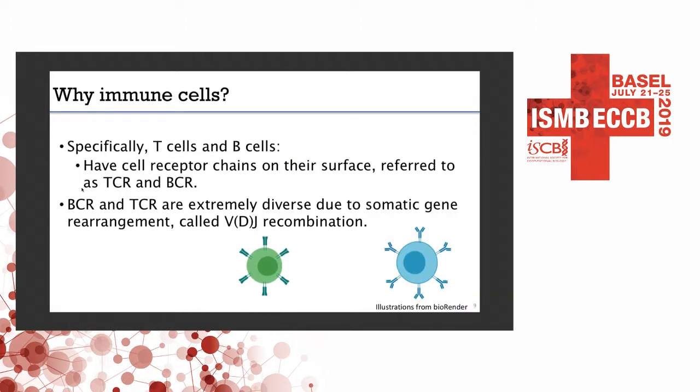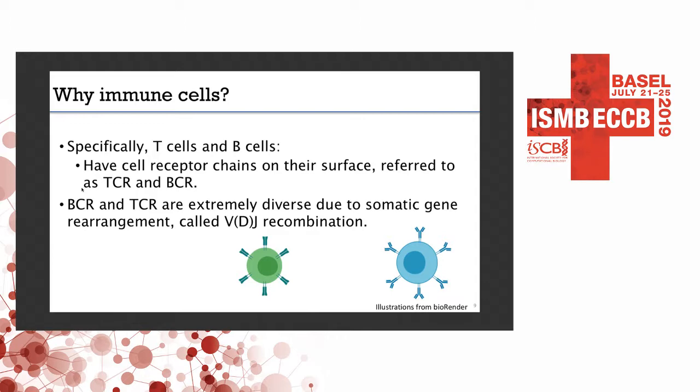Okay, so another reason immune cells are really interesting is that there are B cells and T cells, and those have what are called receptor chains on their surface, referred to as TCR and BCR. So here's a T cell and here's its receptor chain. And these are just protein chains. And so the protein chains that are expressed on the surface of a T cell are mostly identical for the same T cell, but across different T cells are extremely diverse.